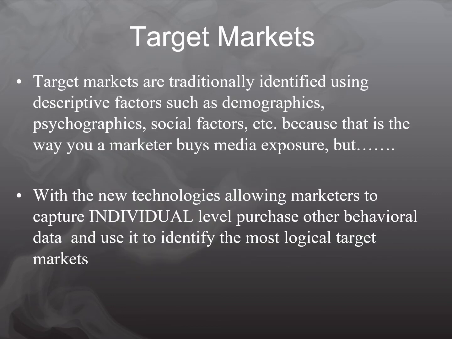Target markets have traditionally been identified using descriptive factors such as demographics. And so when I talk about the 18 to 34-year-old college students, that is really a target market, not a segment, even though the popular press will use the two terms interchangeably, and so does your book, by the way. So mostly it's demographics, psychographics, social factors, etc. But with the new technologies available, with marketers being able to now capture individual level purchase and other behavioral data, they're more likely to use that sort of data to identify target markets.